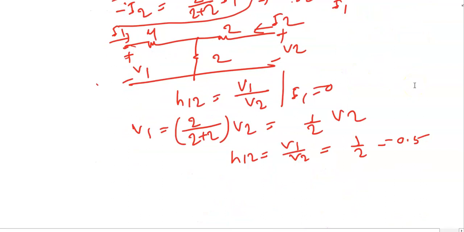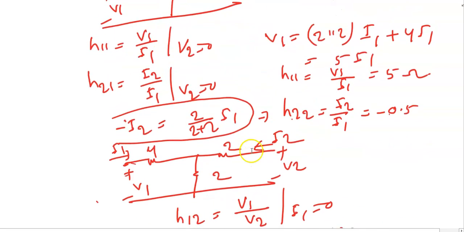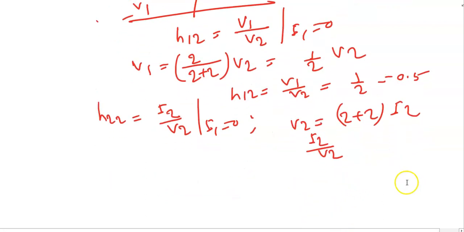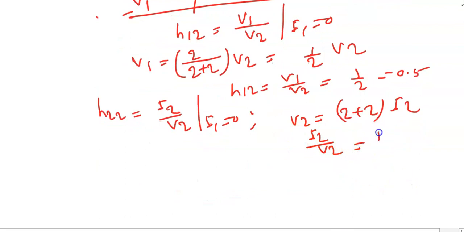Now come to H22, which is equal to I2 upon V2 when I1 equal to 0. So I2 upon V2, with the input open: V2 is equal to 2 plus 2 times I2. So I2 upon V2 is equal to 1 upon 4 Siemens, which is your H22.